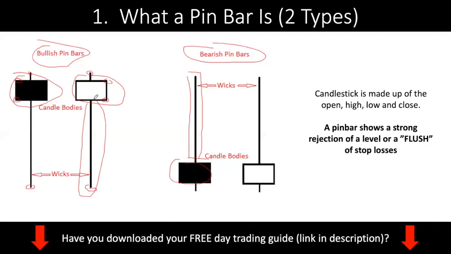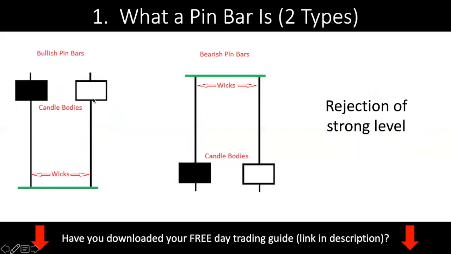So what does a pin bar show? A pin bar shows a strong rejection or a flush of stop losses. This is very important. I'll show you examples. A lot of YouTube videos out there, or a lot of trading educators, just tell you that it's just a rejection of a level. That's only half the equation. That happens some of the time, but the other pattern that you are missing out on is that this is also a flush of stop losses. So let me show you some examples.